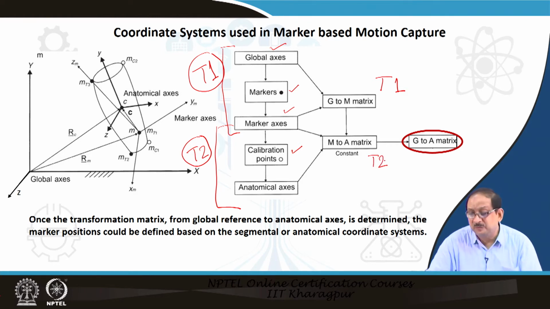Combining these two transformations, T1 and T2, we can actually find the transformation from the global coordinate system to the anatomical coordinate system. So, once this transformation matrix from global to anatomical coordinate system is determined, the marker positions could be defined based on the segmental or anatomical coordinate system.